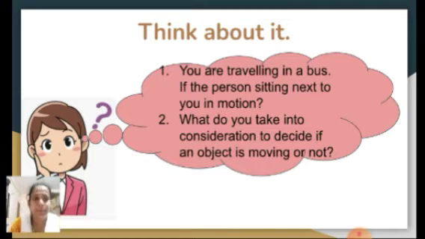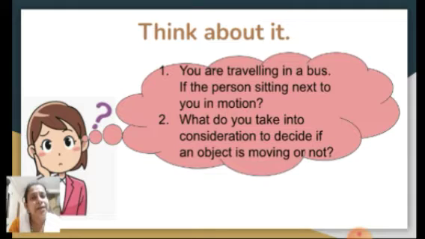Suppose you are traveling in a bus or maybe in a train, and a person sitting next to you is in motion. This is the first question. Second question: what do you take into consideration to decide if an object is moving or not?